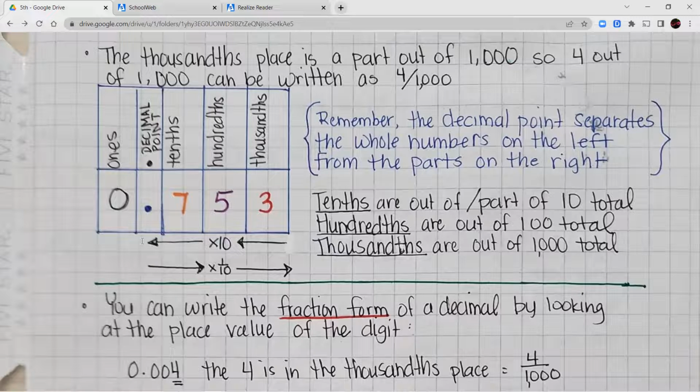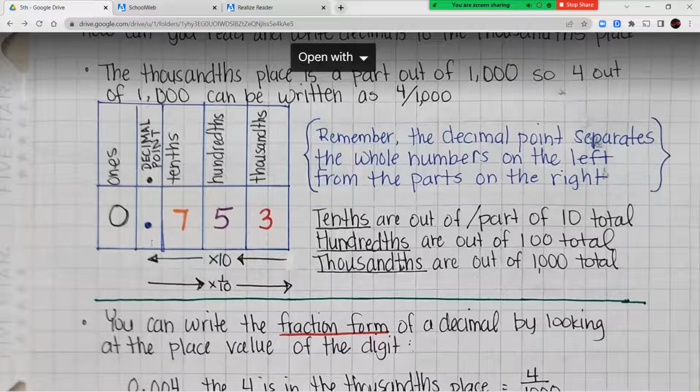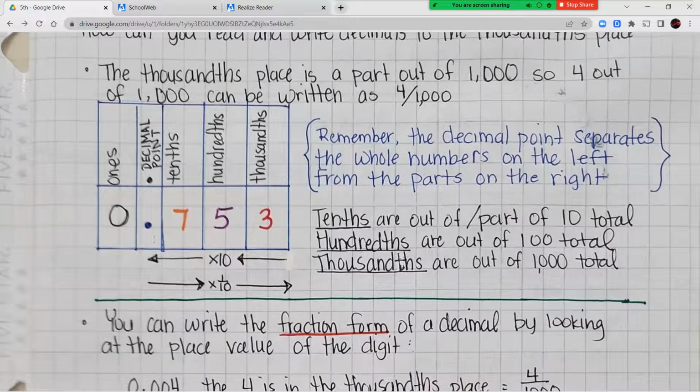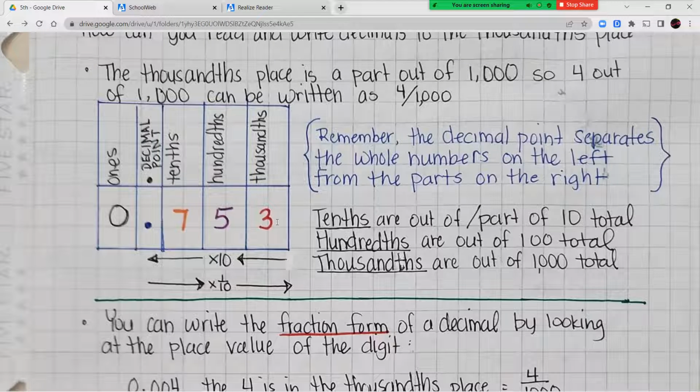Now here, let's take a look at this place value chart. I have my ones, which are my whole numbers. Then I have a decimal point. This decimal point separates the whole number parts on the left from the smaller parts on the right, so less than wholes. We have our tenths place, we have our hundredths place, and we have our thousandths place. So our tenths place is out of 10 total. The hundredths place is telling you you're working out of 100 total pieces, and your thousandths place tells you you're working out of 1,000 total pieces, and so on.